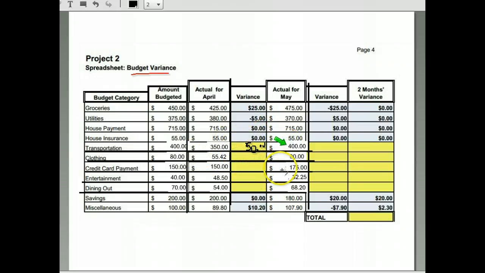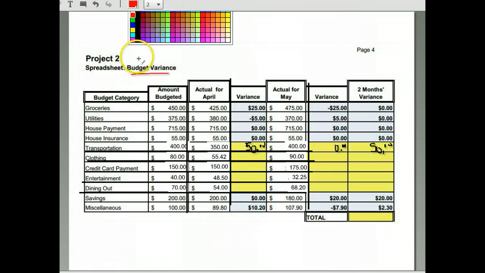In May, they spent $400. Well, they had budgeted $400 a month. They spent $400, so they didn't go over, they didn't go under. There was 0 variance. Then we put the two together. 50 plus 0 gives us $50 here. Okay, let's try another one. Let's try the next line.